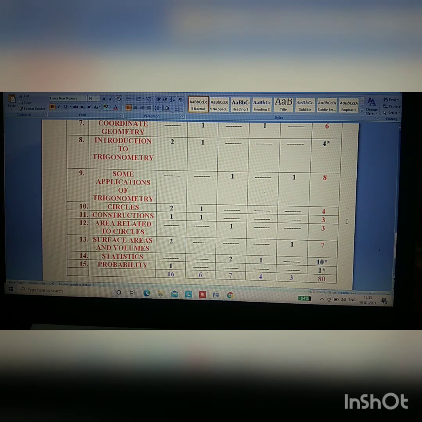Once again, very shocking that statistics in the sample paper is given the most weightage. There are 2 questions carrying 3 marks and 1 case study based question carrying 4 marks, and the total weightage given is 10. And probability, once again, is given only 1 question of 1 mark, carrying a weightage of only 1 mark. So this is the whole classification of the paper.